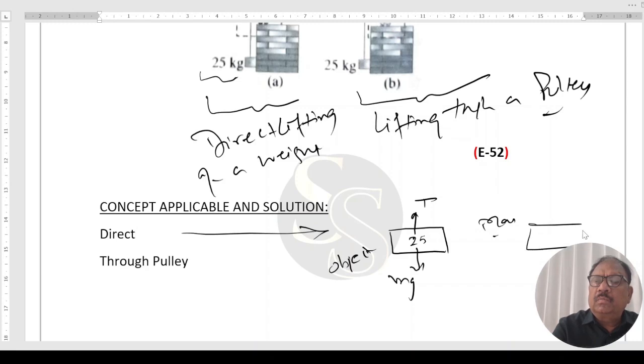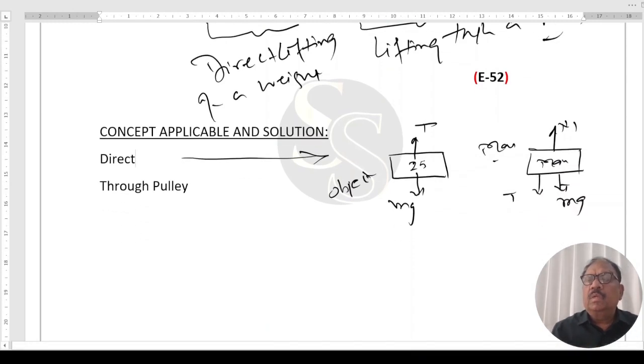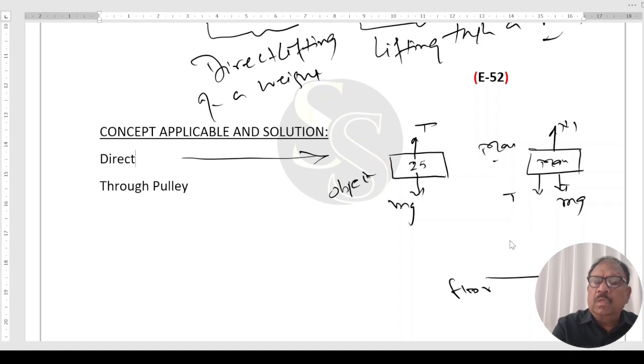This is a man. Weight m into g. This is a normal N1, and this is tension T. This is the floor, this is the man's weight. So this is N1, which we can call normal, reaction, or contact force.